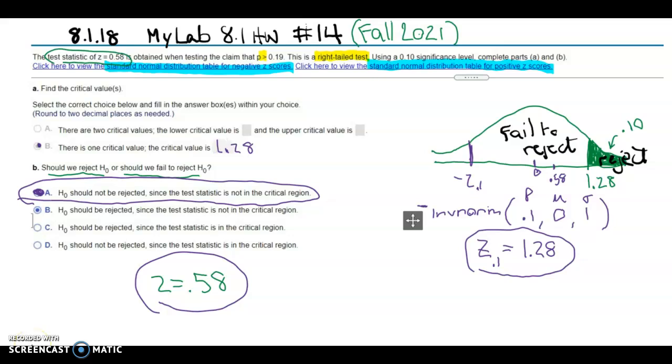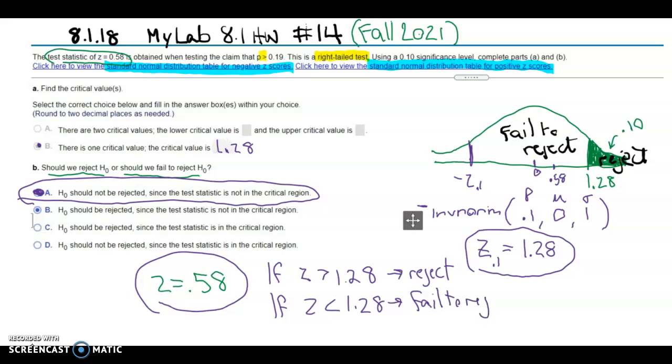We are only rejecting if our test statistic z is greater than 1.28, that's when we reject, since this is a right-tailed test. If our z-value is less than 1.28, we're going to fail to reject.